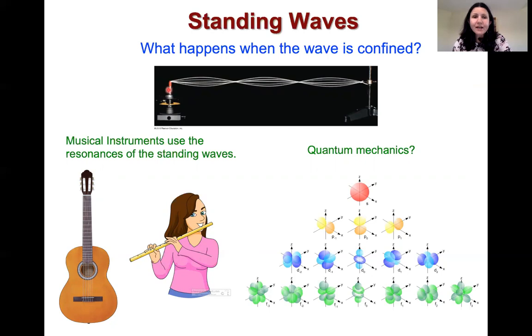So if we look at this model of a string, which is tied to two locations, here's a driver, that's the source of the wave. It's just moving up and down with a specific set frequency, allowing this wave to propagate. If there was no end here or no boundary, if the string was infinitely long, it would just continue traveling, in this case, to the right in space. But if we introduce a boundary, so we confine this wave to this space, what happens?